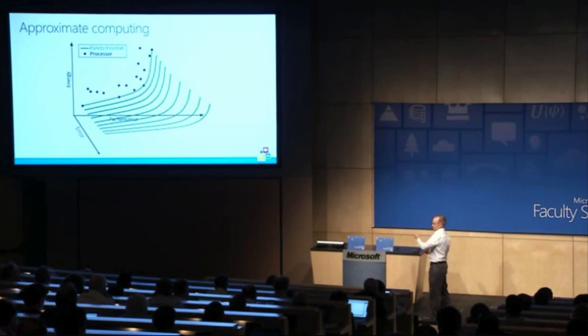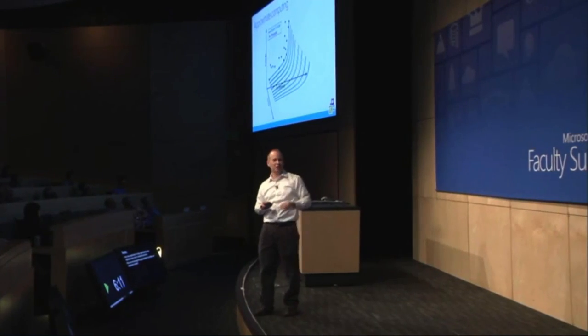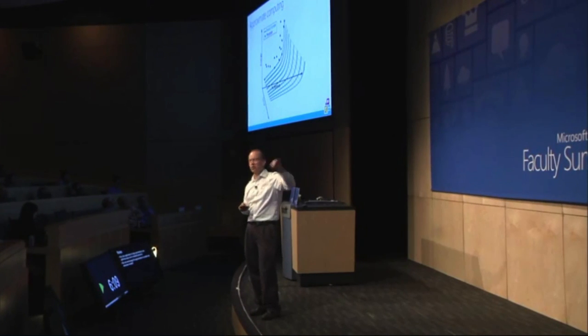Now, of course, there are points on the surface that don't make sense. I can get zero energy and infinite performance if I'm willing to take enough error. I just pick a result and I'm done with the computation. So clearly that doesn't make sense. But there are a lot of really interesting points on this surface.